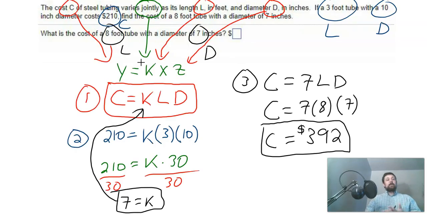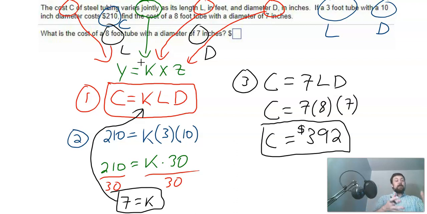All right, so the cost C of steel tubing varies jointly as its length L and diameter D. So in this particular word problem, they actually do specify the letters that you should use for the variables, even though you don't have to use them, but that's what I used. If a 3-foot tube with a 10-inch diameter costs $210, find the cost of an 8-foot tube with a diameter of 7 inches.